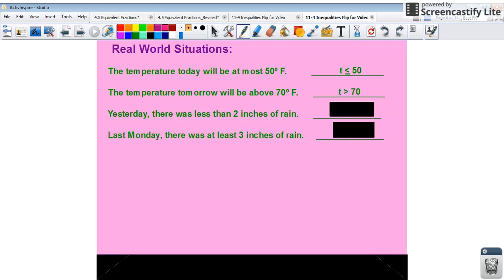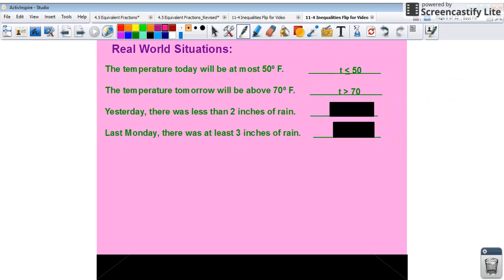Yesterday, there was less than 2 inches of rain. So oopsies. Less than is really easy because it's just our less than symbol. Okay, R for rain, and it's less than 2. Now remember, you could pick any variable you want. So if you chose to use N or X or B or anything, for these, that's okay. Okay. Last Monday, there was at least 3 inches of rain. So at least, again, is greater than or equal to. You really want to know at least and at most.